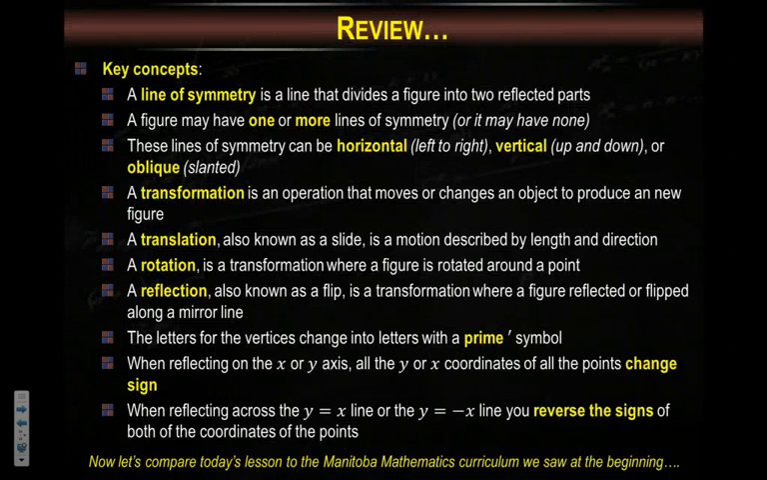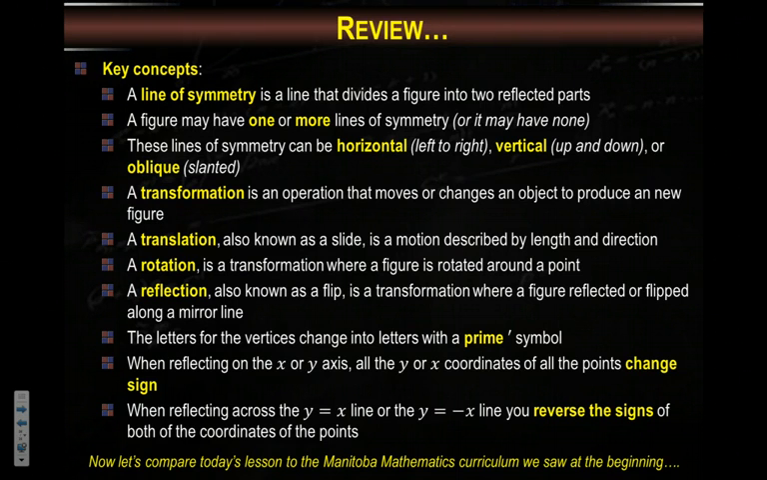Okay, so here's the key concepts today. Line of symmetry is something you need to know. A line that divides a figure into two mirror parts. A figure may have one or more lines of symmetry, and it may have none, right? Those lines can be either horizontal, vertical, or oblique. Transformations include translations, rotations, and reflections. And you may want to use something like a prime symbol when describing a reflected or a transformed symbol.